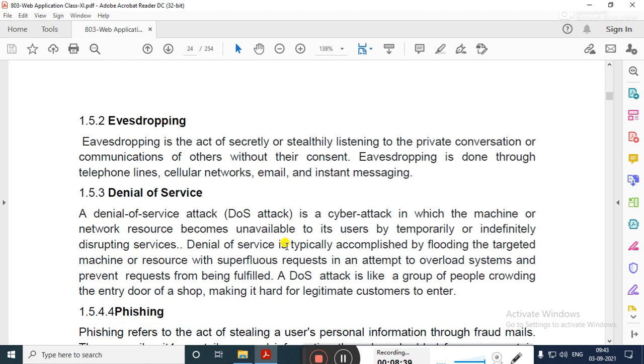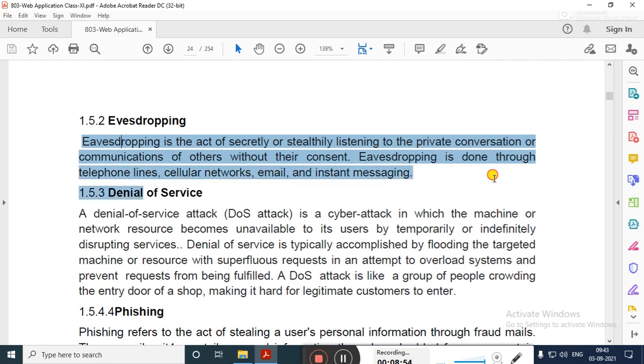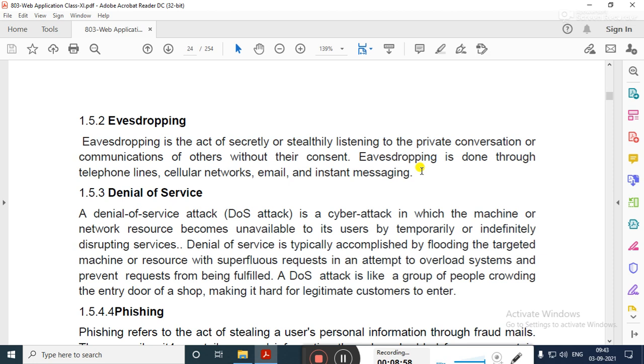Now, eavesdropping. So what is eavesdropping? Eavesdropping is the act of secretly and stealthily listening to the private conversations or communications of others without their consent. Eavesdropping is done through telephone lines, cellular networks, email, and instant messaging. That is basically tapping your phone. If your phone is tapped, he or she can hear whatever you talk to the other person.